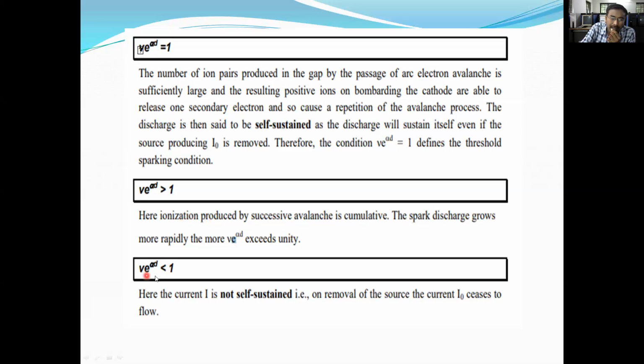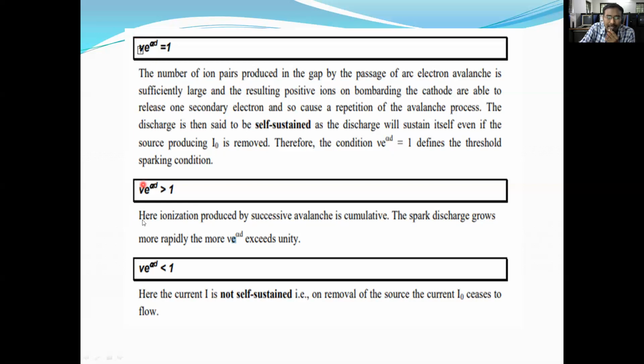Next, gamma times e power alpha d less than 1 is the non-self-sustained region. That means the availability of free electrons in the gas is very low. Under the gamma times e power alpha d less than 1 condition, the availability of free electrons is low, which is why the spark does not appear in this region. Only at gamma times e power alpha d greater than 1 and equal to 1, these two conditions, does the spark appear across the gas.